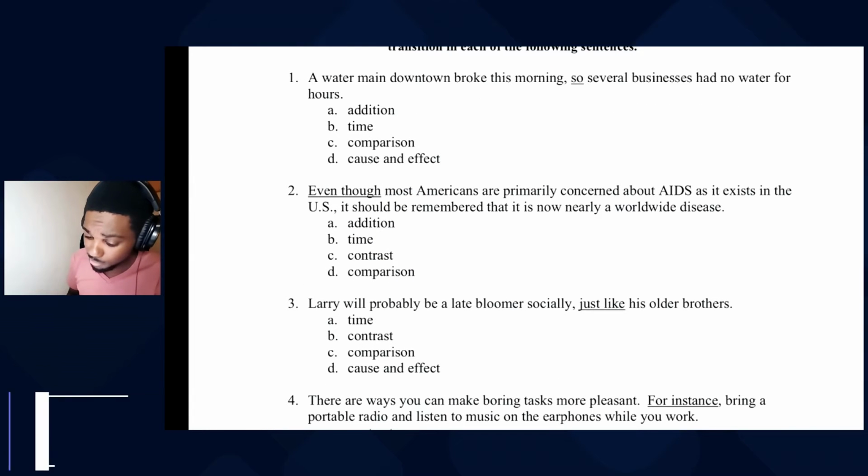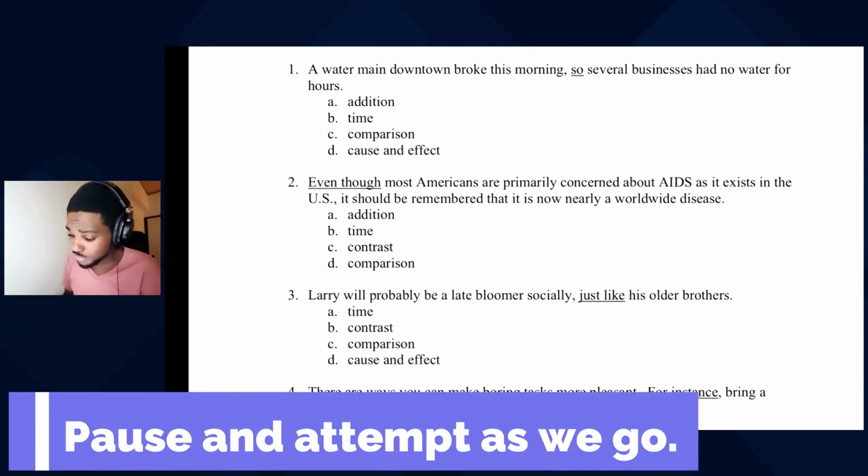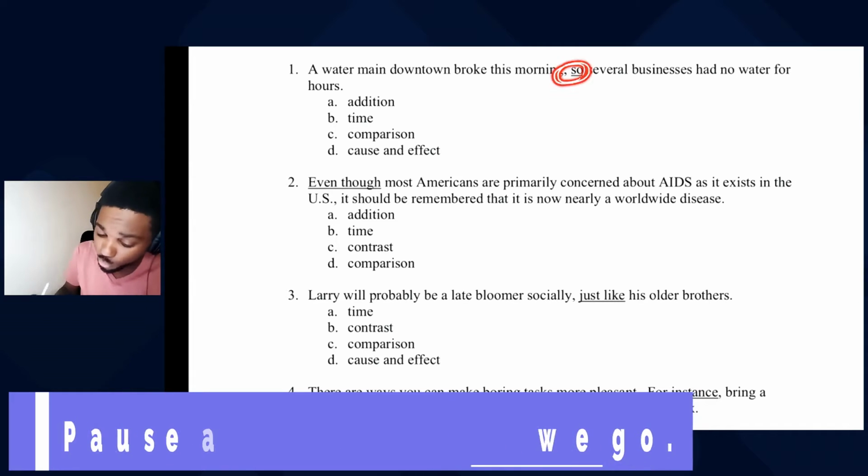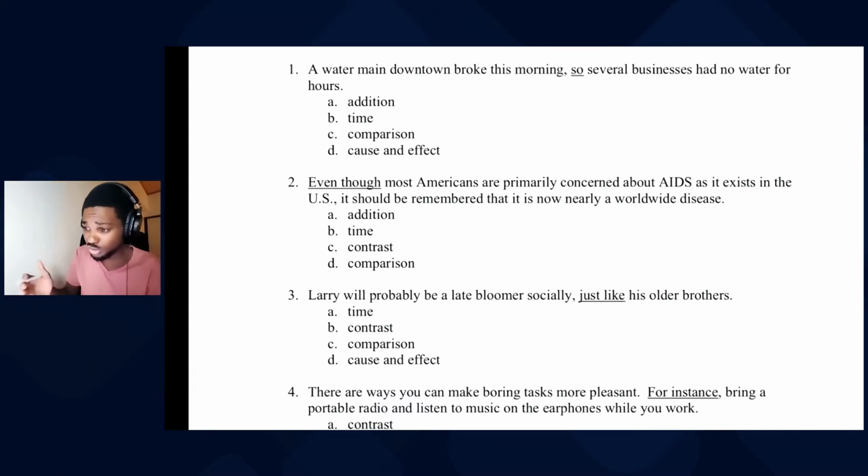A water main downtown broke this morning. So several businesses had no water for hours. So we have the so here. What is the so doing? Is the so adding something? Are we seeing addition? Is it showing time? Is it comparing? Or is it showing cause and effect?